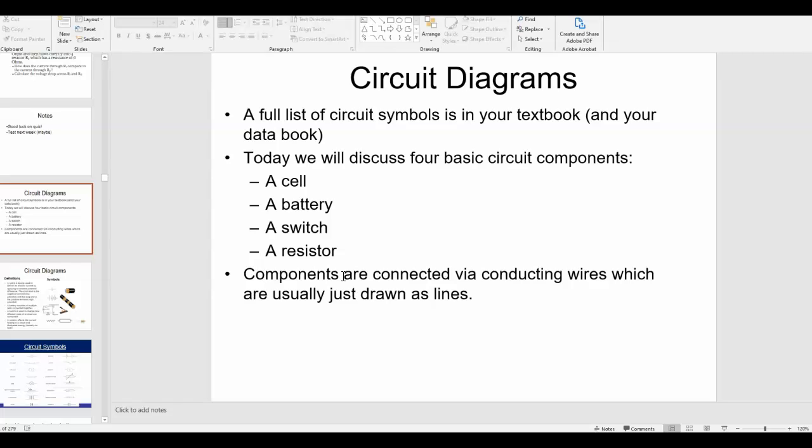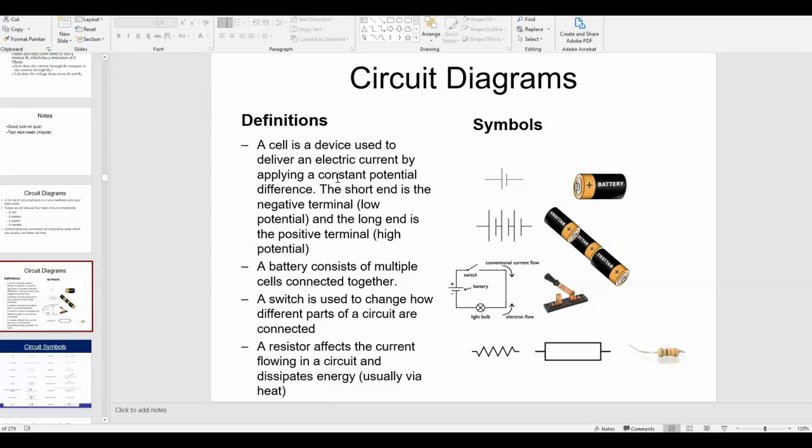Okay, and keep in mind as we're drawing these components in circuit diagrams, we draw them connected via conducting wires, and to draw a conducting wire, you just draw a line, as we'll see. Okay, so these are the most common circuit diagram symbols that you need to be aware of. If you want to pause here and add this to your notes, that's fine.